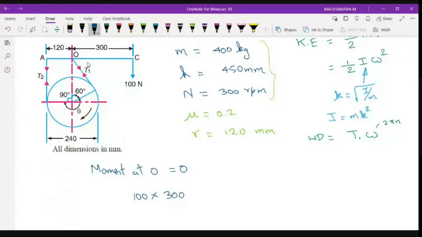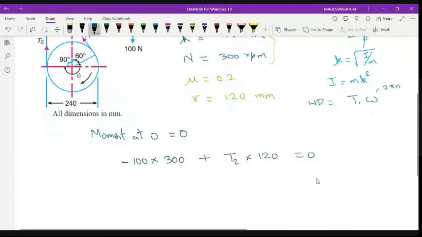This is the one value. Then minus. So this T1 is already at O, so there is no perpendicular distance, it is 0. Next T2. T2 is rotating in anti-clockwise, and it is 120. So we are taking moment at O, so it is plus T2 into 120. This is equal to 0.